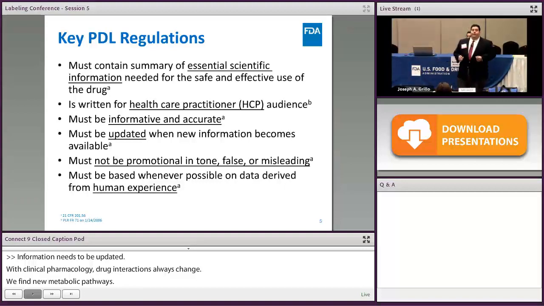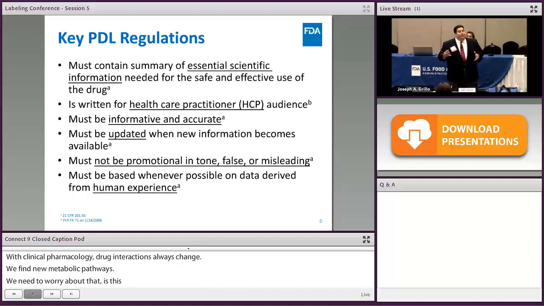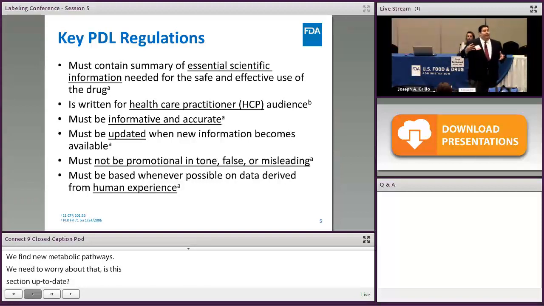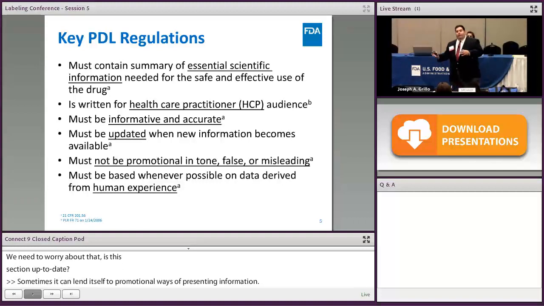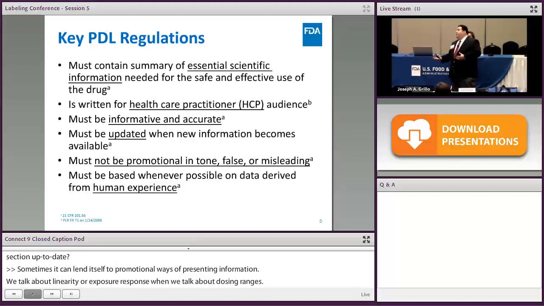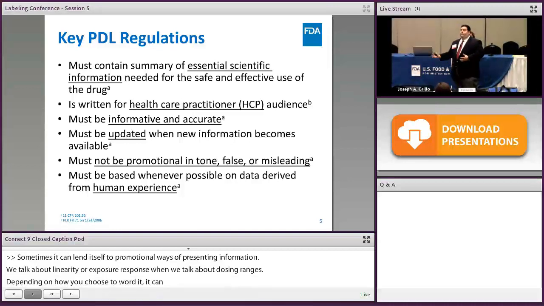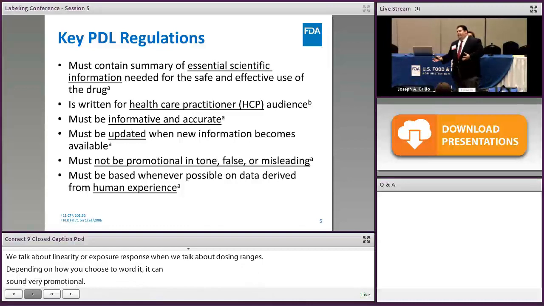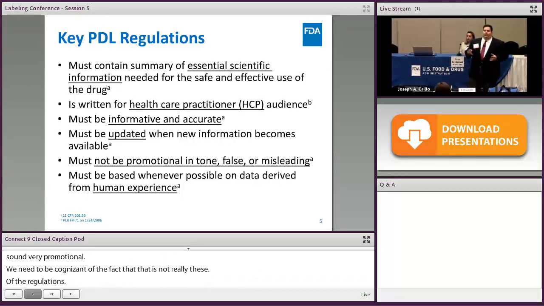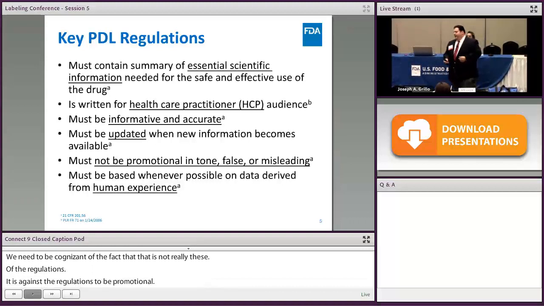Promotional tone or being false or misleading. Sometimes the clinical pharmacology section can lend itself to promotional ways of presenting information because sometimes we talk about, for example, linearity or exposure response, where we're talking about dosing ranges or different biomarkers. And depending on how you choose to word it, it can sound very promotional. It can promote an unapproved indication or it can promote an unapproved dose. So we need to be cognizant of the fact that that's not really the spirit of the regulations, and actually it's against the regulations to be promotional. So we need to be cognizant that that could be happening.